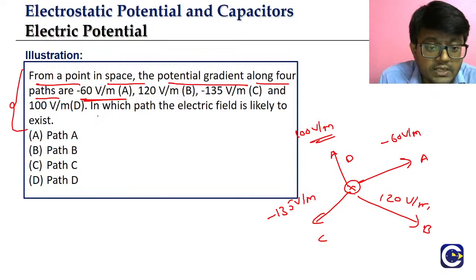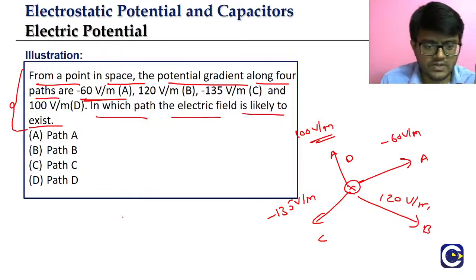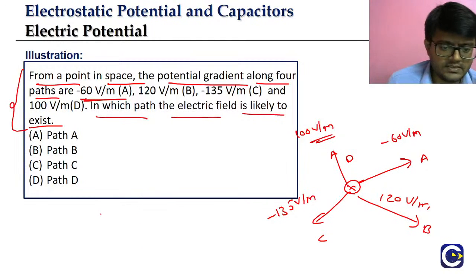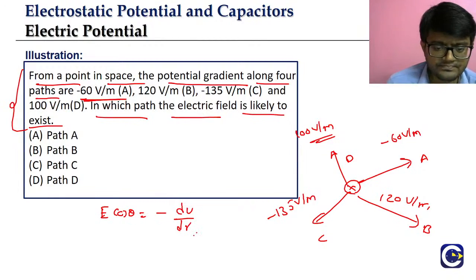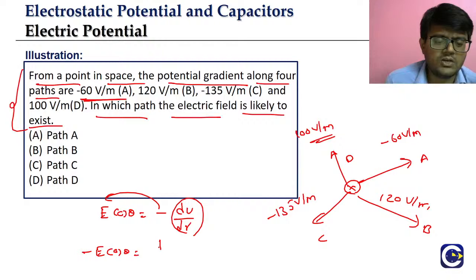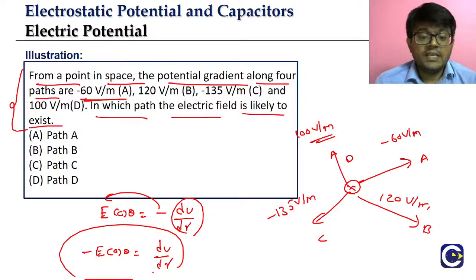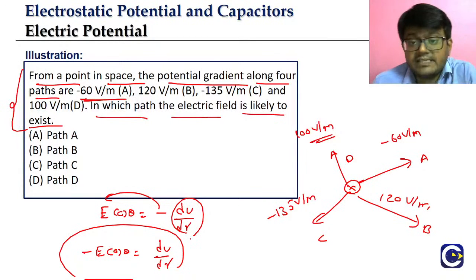Let us see what they are asking. In which path is the electric field likely to exist? Remember the same concept. In any direction we are calculating the potential gradient. The formula we have is E cos theta is equal to minus dV by dr, so dV by dr is minus E cos theta. If the potential gradient in a direction is highest negative, then the component of the electric field in that direction will be higher.